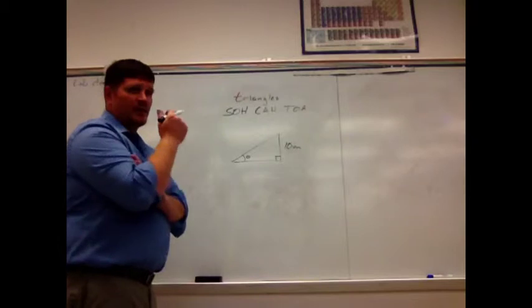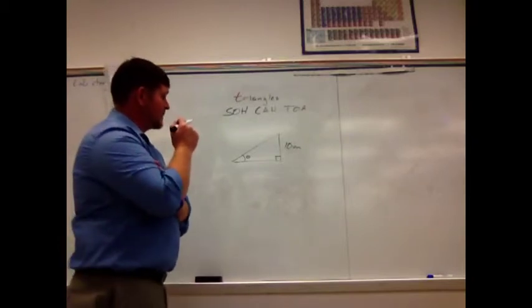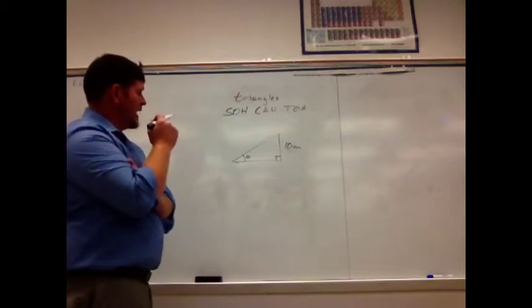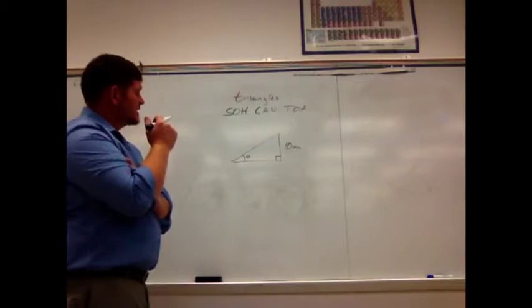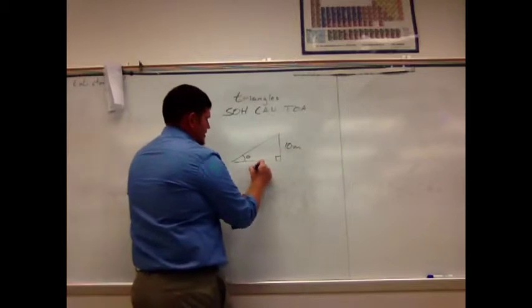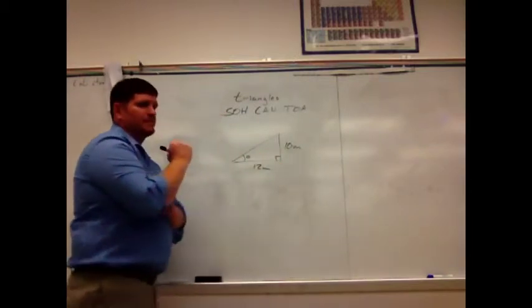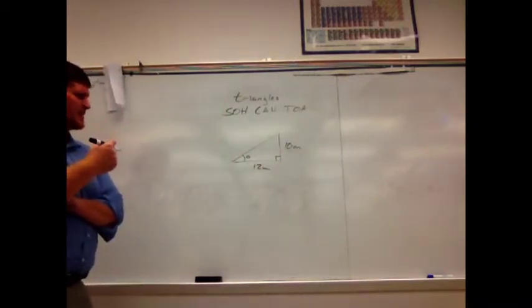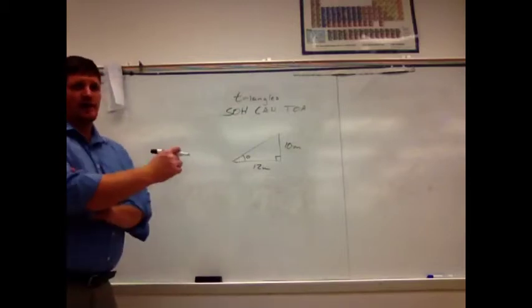Now, we probably need a little bit more information. Let's give two different sides here. Let's say that this side right here is 12 meters. So I have a 12 meter side, I have a 10 meter side. What's my angle right here?